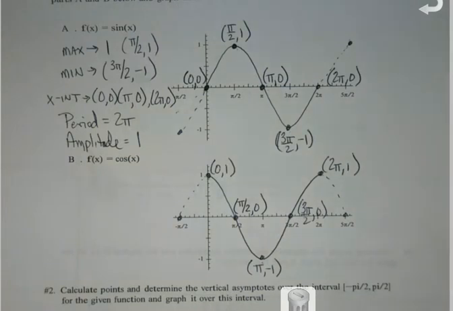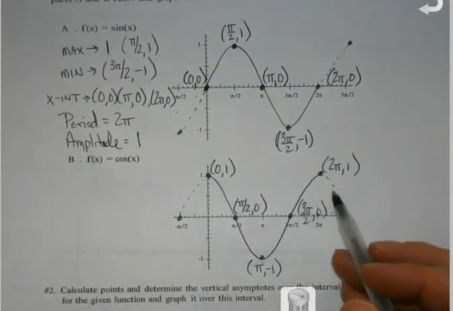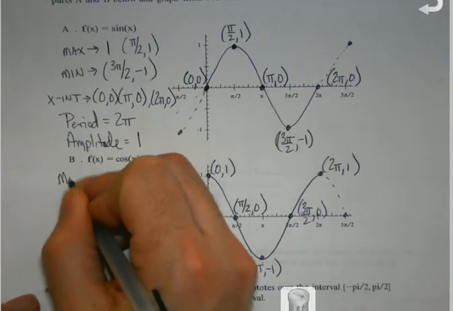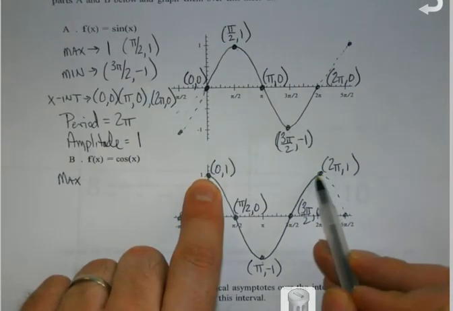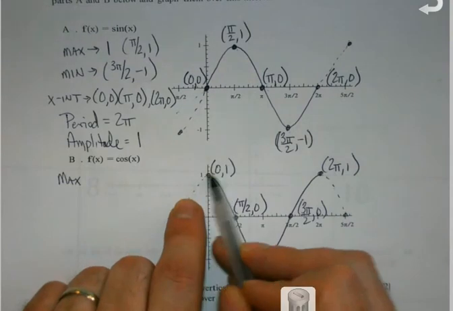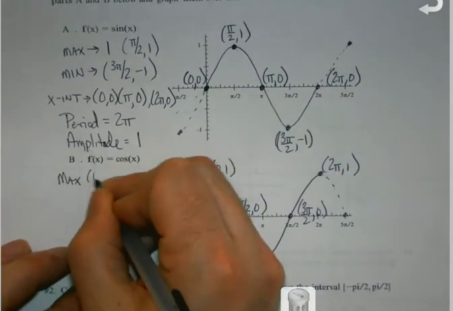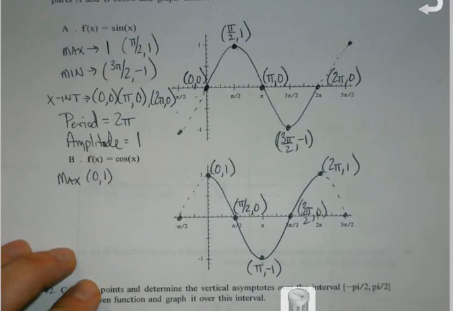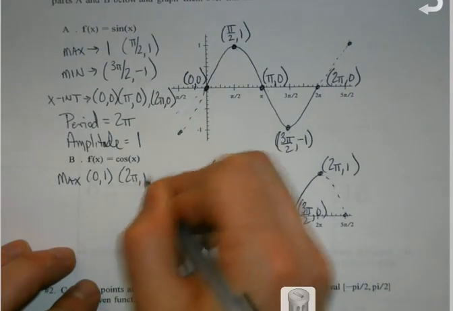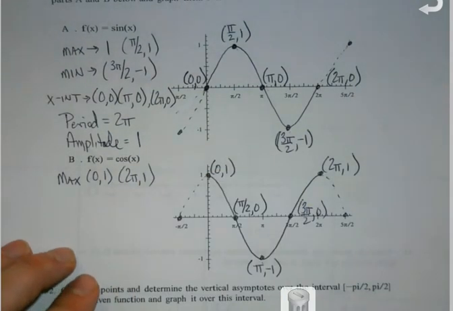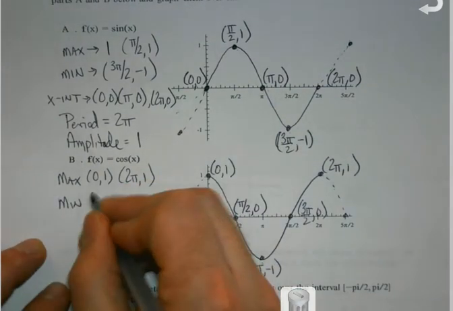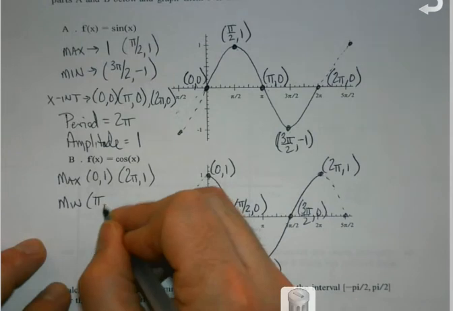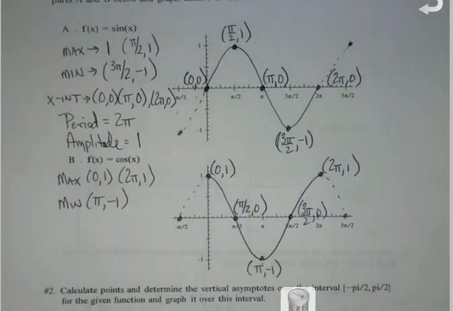So what does that mean to me? Well, over this particular period, as far as a maximum goes, I actually would have 2 this time. Because at the beginning and the end, I'm getting to points where I'm going to see changes in direction. So I'd have one at 0, 1, and I'd have one at 2 pi, 1. It's possible to get multiples. My minimum is going to be at pi, negative 1.